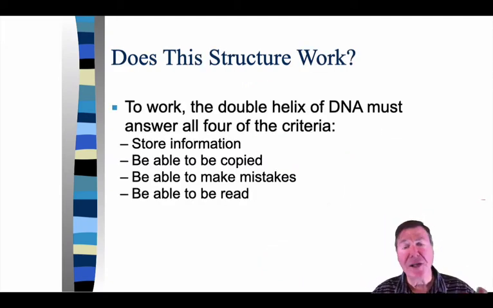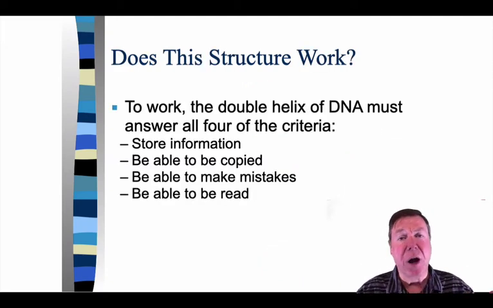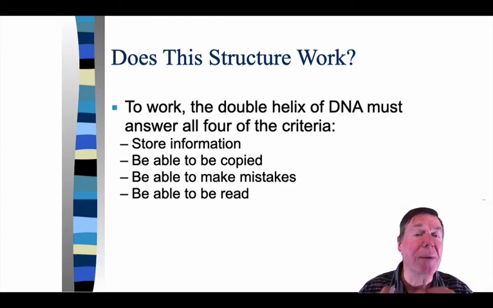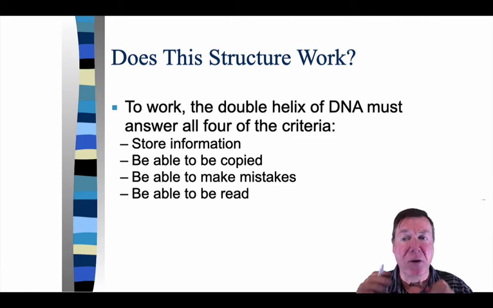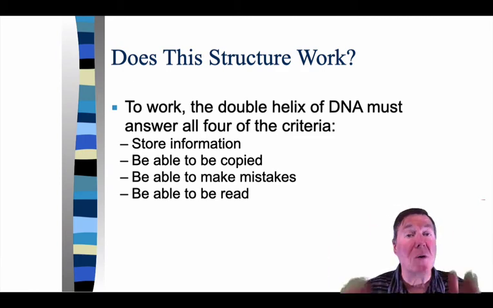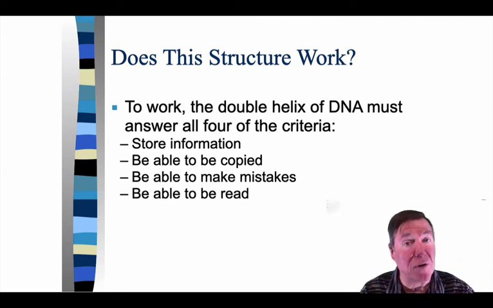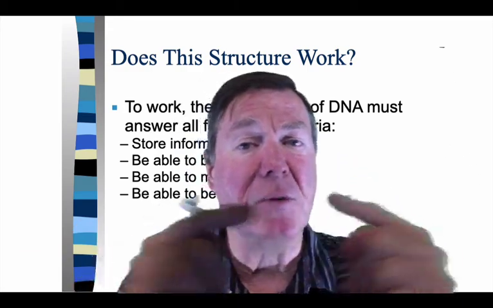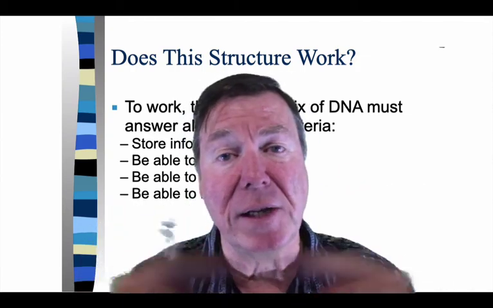Okay? So how does the structure work? Well, I've got to be able to explain to you how it stores information, how it's able to be copied, how it's able to make mistakes, and how we can read it. But it all comes from that spiraled staircase, that series of nucleotides of sugar, a phosphate on the outermost rungs, sugar, phosphate, sugar, phosphate, sugar, phosphate, antiparallel and complementary. And the corresponding nucleic acids, the T's with A's, the G's and C's, adenine, thymine, guanine, cytosine.